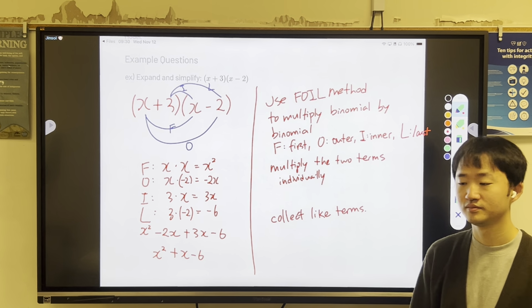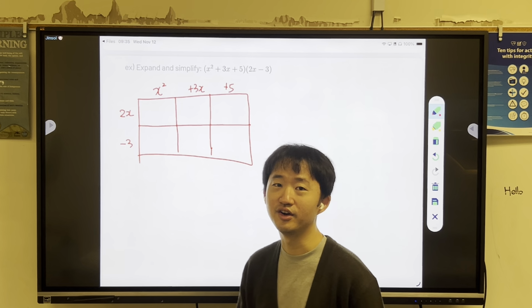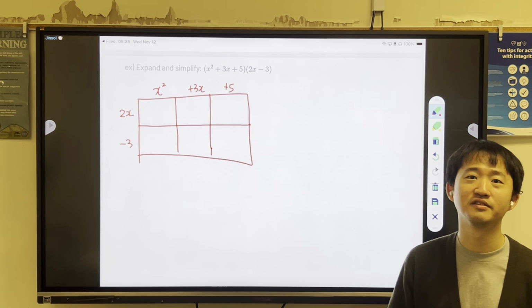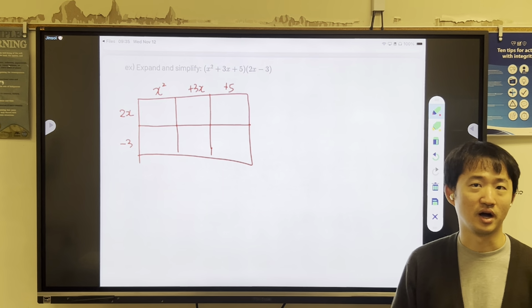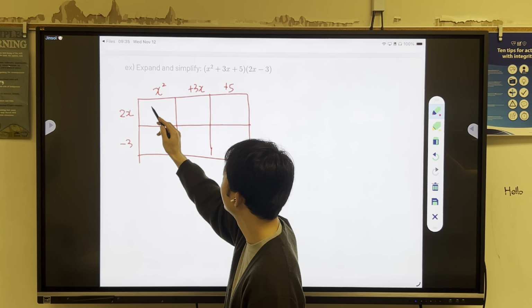And I have the second factor, 2x minus 3, also has 2 terms. So that's 2x and negative 3. Now, using the area model means we find the area of this rectangular shape by using our knowledge of how to find the area of a rectangle.